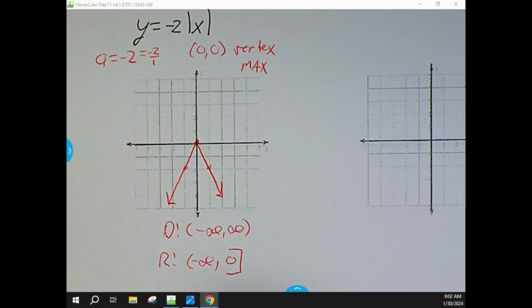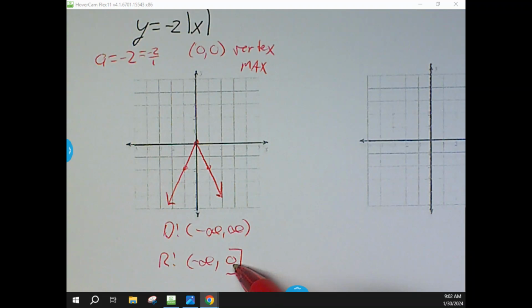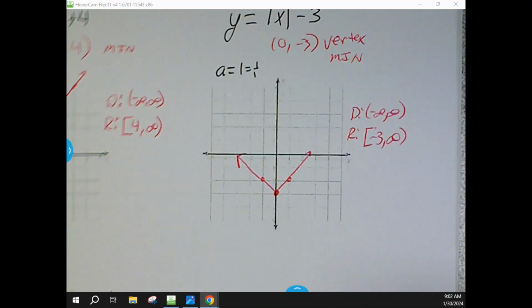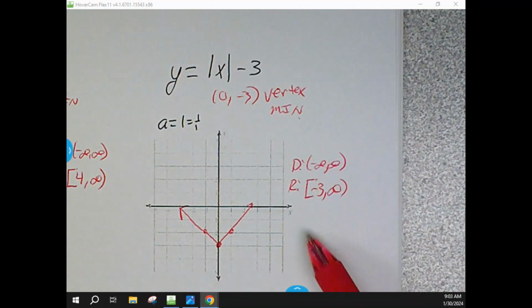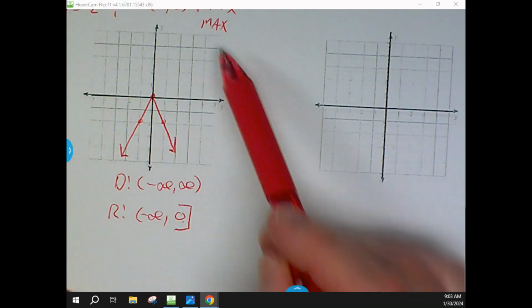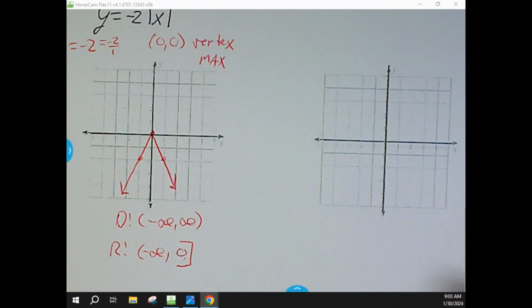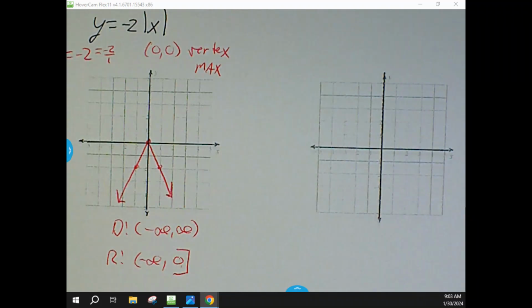So if the vertex is a max, that's going to be the highest point in your range. If the vertex is a minimum, that's going to be the lowest point in your range. Because again, it's the minimum point, so that's got to be the lowest y value. If it's the maximum point, that's got to be the biggest y value. So that's where they're tying in those values and making everything go on that part.